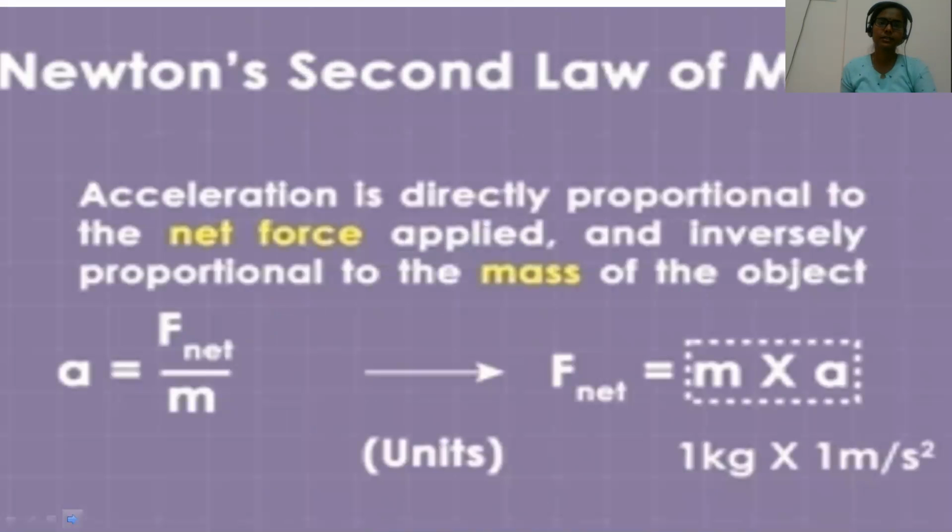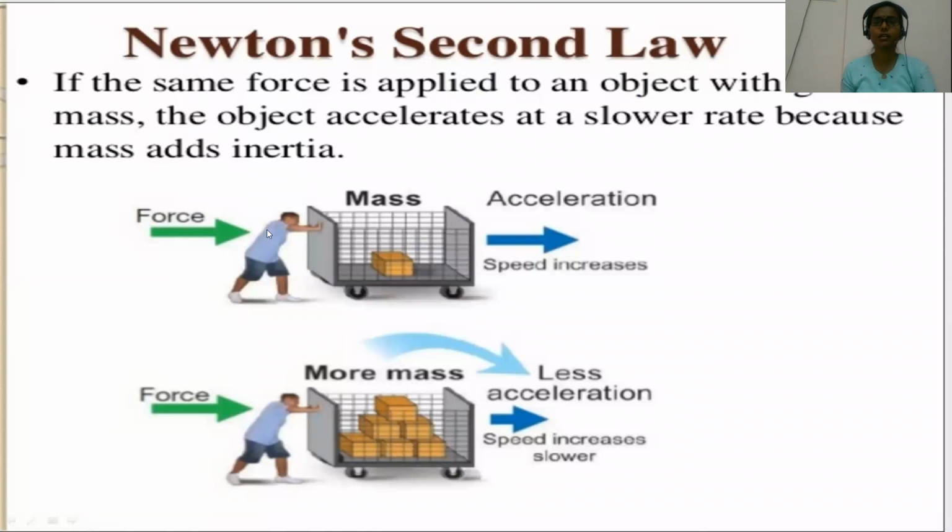Let us see this figure. Acceleration is directly proportional to the net force applied and inversely proportional to the mass of the object. How is it seen from the figure? In the first case mass is less, in the second case mass is more. Force is the same. Because of more mass, here acceleration will be less, and here the acceleration will be more and the speed increases, because mass is less. So acceleration is inversely proportional to mass. We can conclude this, right children?